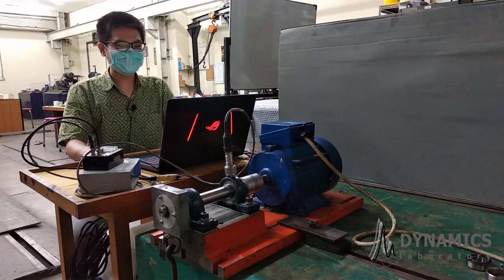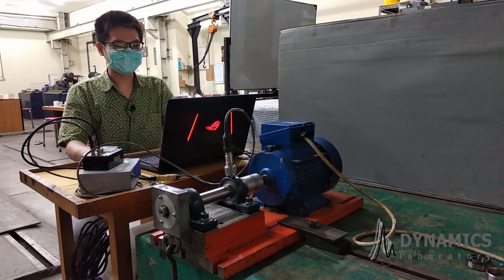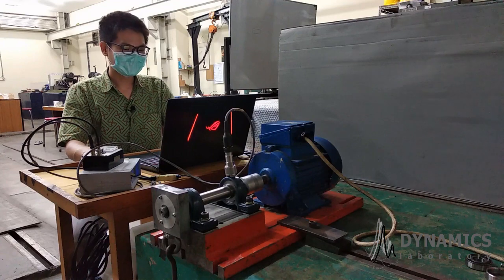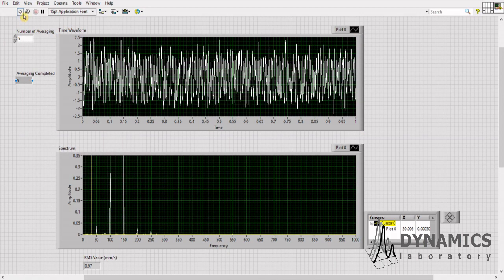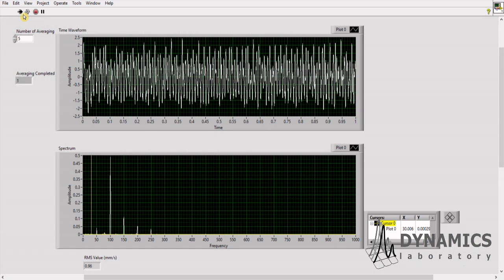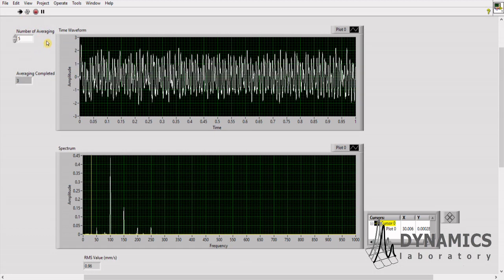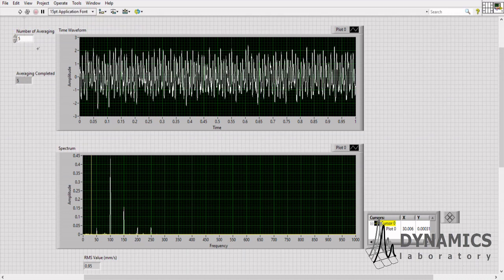For the first experiment, we will measure the vibration level of our machine. After the machine is running, we can start acquiring data on our LabVIEW program. Our LabVIEW program automatically records the data and calculates the RMS value in velocity unit. On your bottom left, we get the RMS value of our machine, which is about 1 millimeter per second.